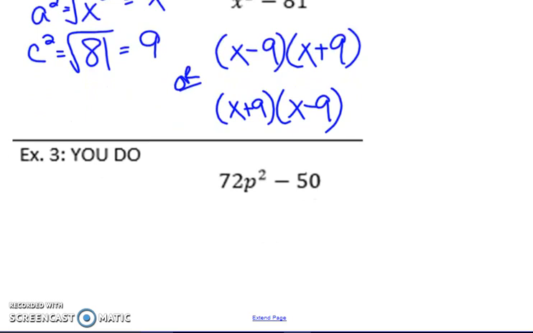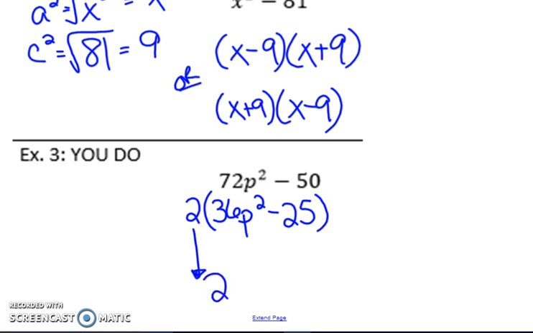If we look at example 3, in this case, we're going to start, are there two terms? Yes. Is there a GCF? In this case, there is a GCF of 2, so I'm actually going to bring out the 2. That leaves me with 36p squared minus 25. Now, I want you guys still in the same habits from class. When you have that GCF, draw your arrow and put your GCF at the bottom.